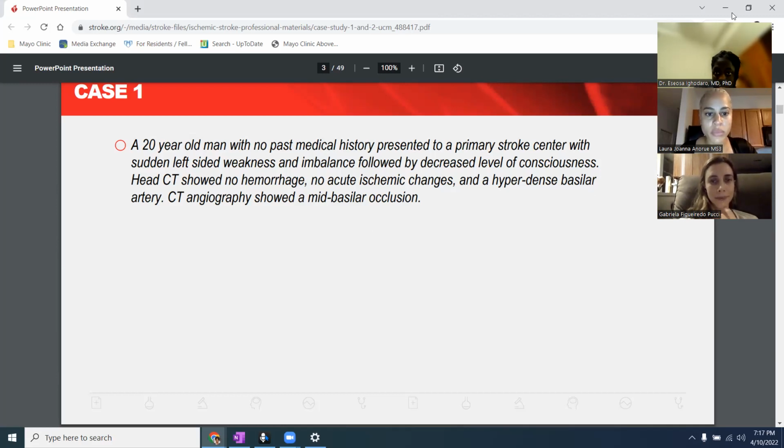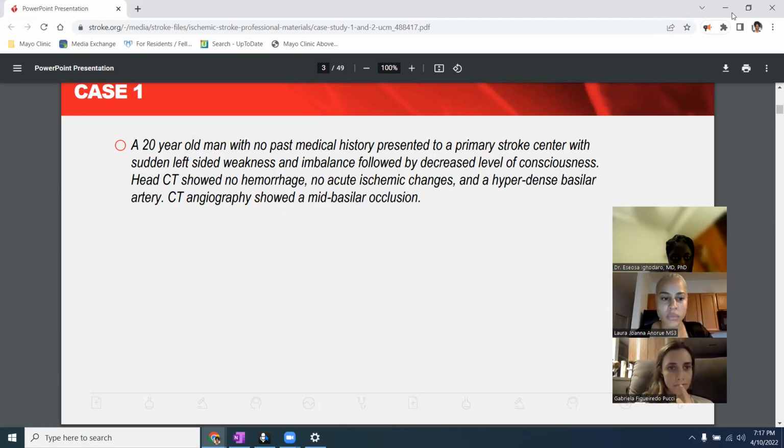Cool. So for this case, they say it's a 20-year-old man, no significant past medical history, presents to a primary stroke center with sudden left-sided weakness and imbalance, followed by a decreased level of consciousness. So sometimes that's all we get, when let's say I'm on call and the ED senior down in the ED is like, hey, I have this patient, 20-year-old male, left-sided weakness, I'm concerned for a stroke.